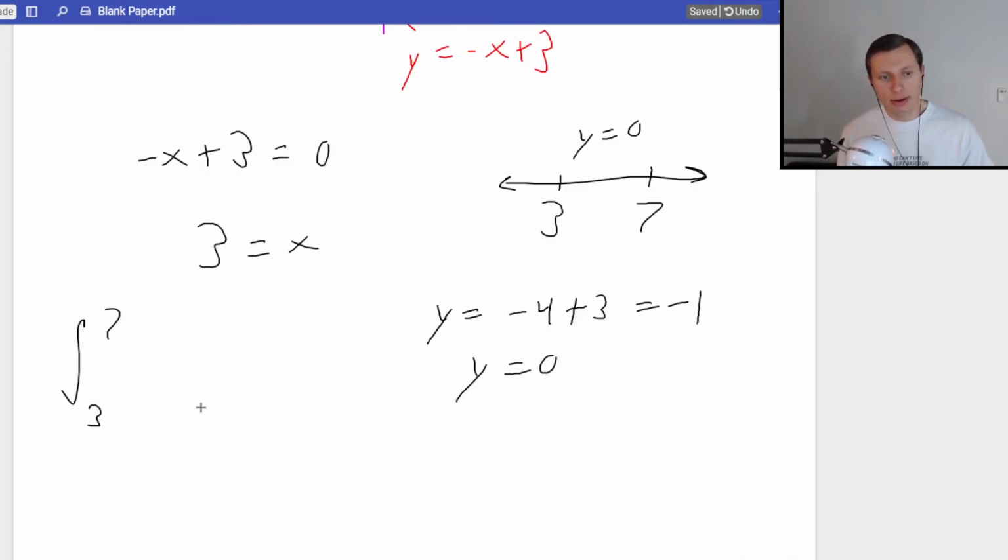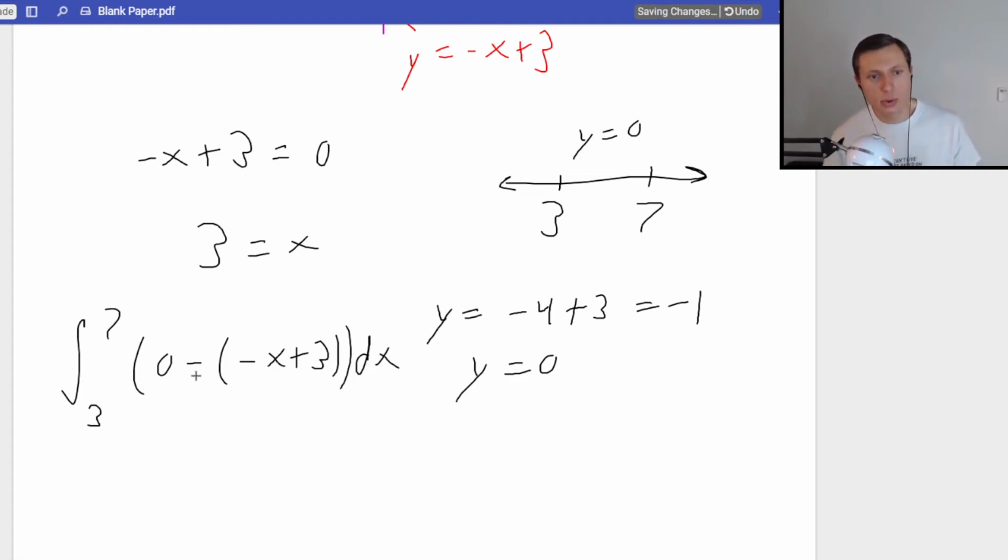So here we go. We have the integral from 3 to 7, my x points are 3 and 7, of 0 minus quantity negative x plus 3 dx. What you're going to see is even though 0 isn't the integral, the reason that 0 shows up in this integral essentially serves the purpose of making your final answer positive.